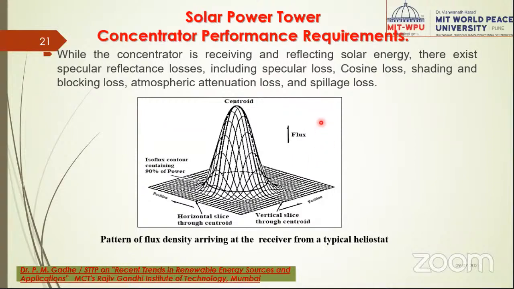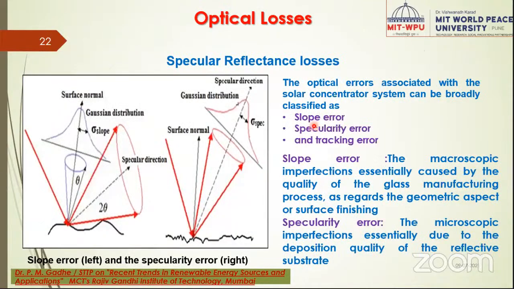Now, along with the sun shape error, there are specularity errors. Then cosine loss is there, shading and blocking losses are there, and atmospheric losses. We'll see those losses now. These losses get added, so the error will also increase. Due to this, the image size will increase.